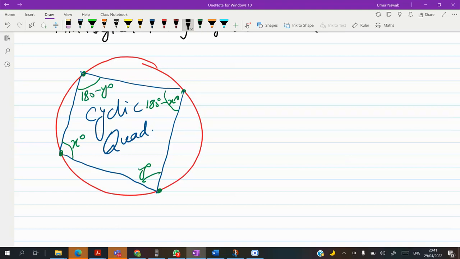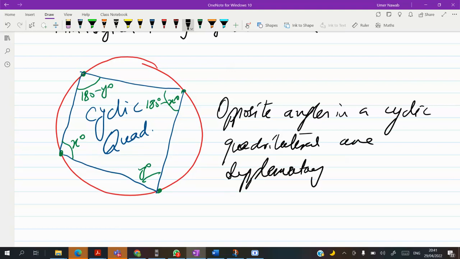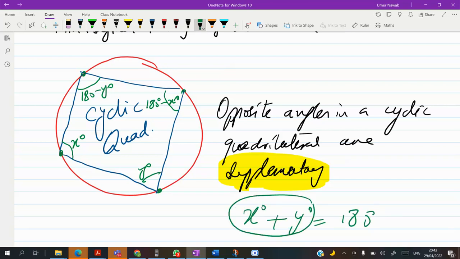So the name of this property is opposite angles in a cyclic quadrilateral are supplementary. Why supplementary? Actually, what is the meaning of supplementary angles? If the sum of the two angles is equal to 180, then this pair is called the pair of supplementary angles. The sum of the two angles is equal to 180. Then y is the supplement of x and x is the supplement of y.